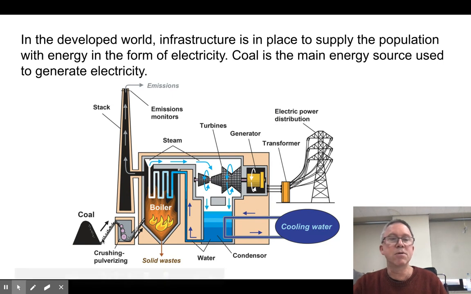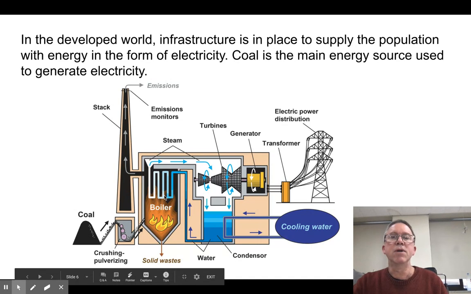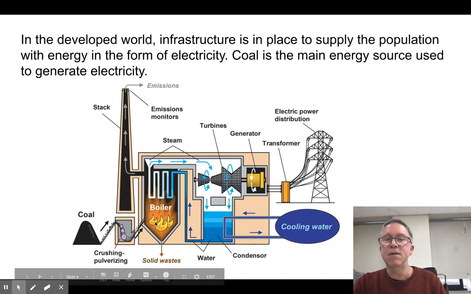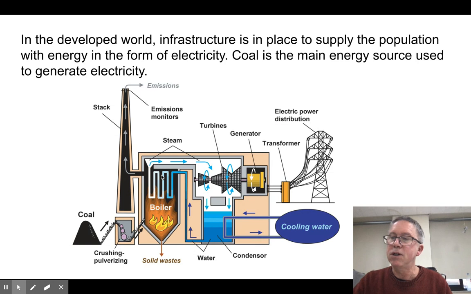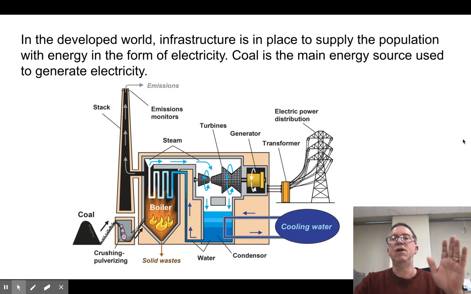So again, remember what we're going to do is we're going to take coal, we're going to burn it, we're going to use the heat that's given off, and this chemical potential energy is converted to heat. We're going to use it to boil water. That boiled water is going to be then directed over a turbine. That turbine is going to spin a generator and make electricity. Okay, that's how we do it.